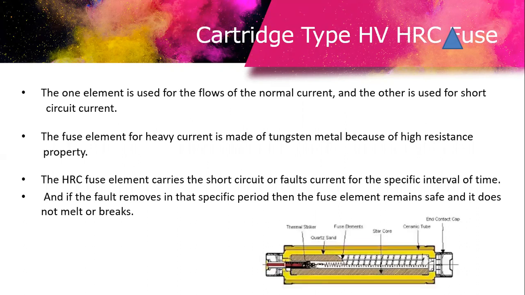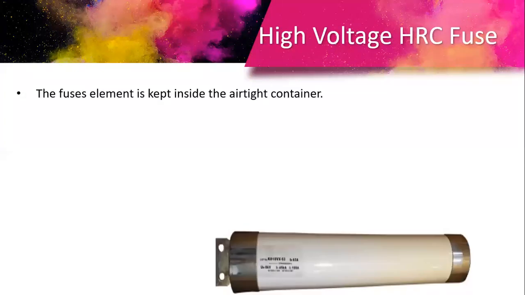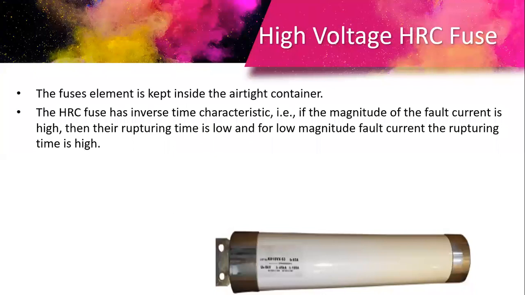Now you can see the physical inside of the high voltage fuse. So this is one high voltage fuse, and the fuse element is kept inside the airtight container. The HRC fuse has an inverse time characteristic. That means whenever the short circuit current is very high, the operation of the fuse element is very quick. The time of operation and current are inversely proportional.